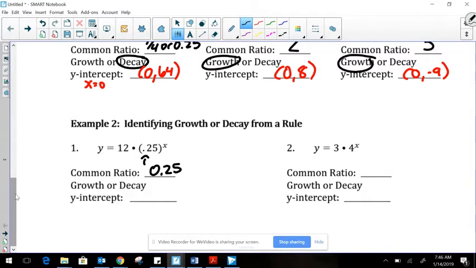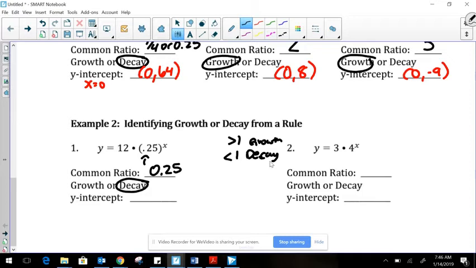If this number in the parentheses is greater than 1, it's growth. If it's less than 1, it's decay. So 0.25 is less than 1, so it's decaying. It's going to get smaller each time. If you want to check that, you can do 0.25 squared. It's an even smaller decimal. 0.25 to the third, even smaller.